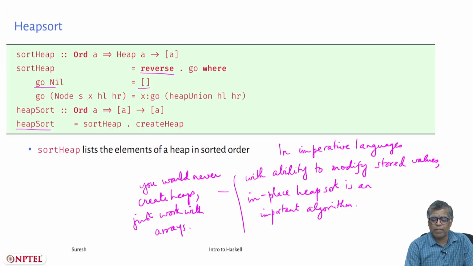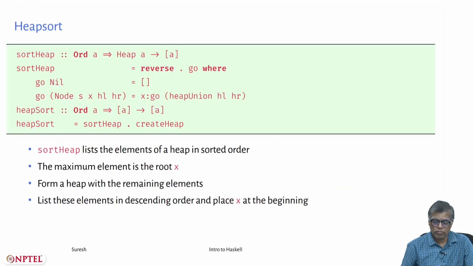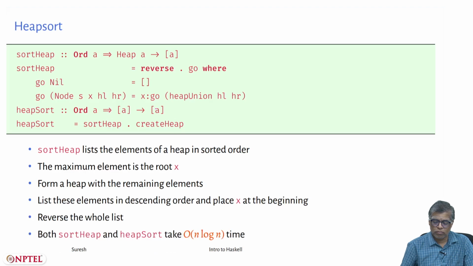So create heap takes time order n, sort heap takes time order n log n, because you do heap union many times and assume that both heaps are of size at most n, then the rightmost spine will be log n, and heap union goes via induction on the rightmost spine, and therefore n times you will be doing a log n operation. Okay, so that's why it's n log n, and that is it about heaps.